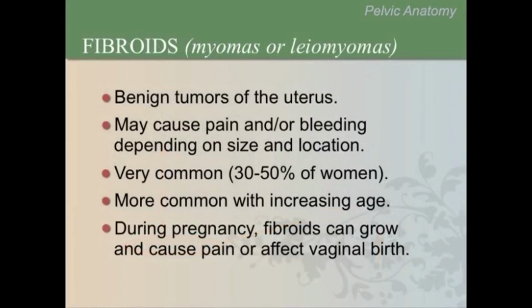Fibroids are also called myomas or leiomyomas. They are benign tumors of the uterus, but can cause problems like pain or bleeding depending on their size and location. They are fairly common in women, especially in older age. They are very important to detect during pregnancy because they can grow larger and cause pain or make vaginal birth difficult.